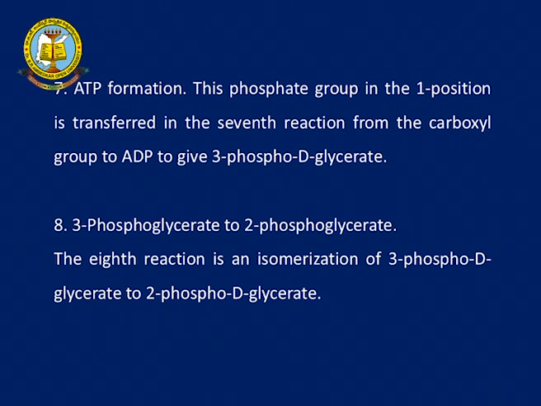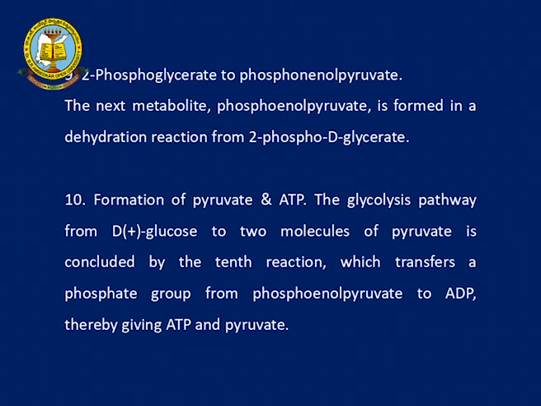Now, again the 3-phospho D-glycerate molecule is converted to 2-phosphoglycerate. This reaction is an isomerization of the 3-phospho D-glycerate to the 2-phosphoglycerate molecule. This is the 8th reaction of the glycolysis process, and the 9th reaction is also very important to enter the other metabolism pathways, a dehydration reaction.